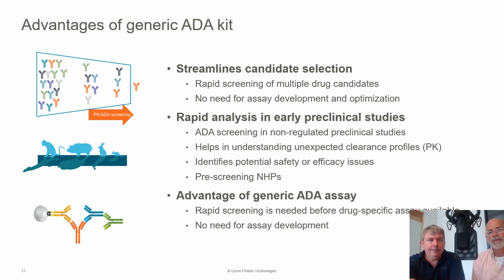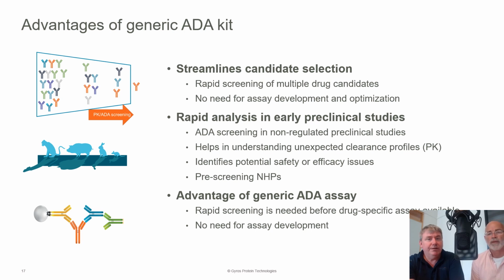So the advantages of an ADA kit then are that it really streamlines your candidate selection. If you are at the stage of the drug development process or early discovery where you're looking at multiple drug candidates, you don't want to be developing an individual assay for each drug. Yeah, and then it means you reduce the amount of assay development and optimization. You can have an off-the-shelf method that can be used to screen all your drug candidates. And I think this is a major use for this product at that stage.